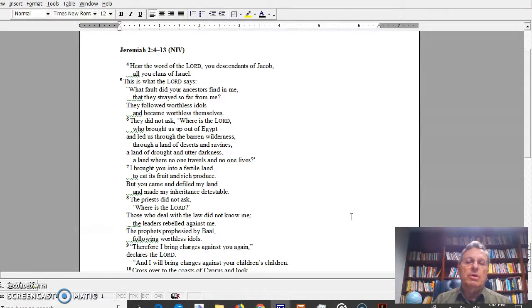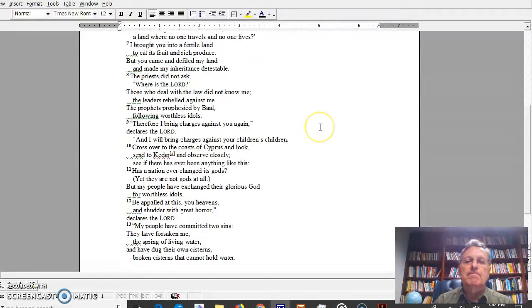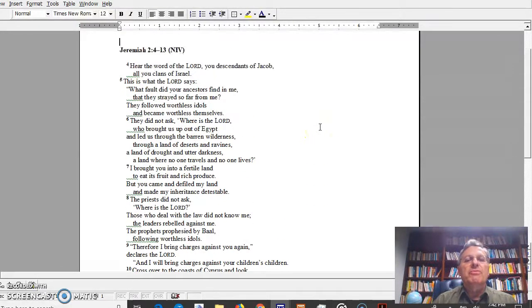Technically, the genre of this text is a covenant lawsuit. And the verb that occurs here, I will bring charges, is the verb riv. I will accuse you. I'll bring charges against you. And a riv is a lawsuit. This is a formal lawsuit where God is bringing a claim against Israel, saying you're guilty, and is giving the evidence for it. Now, there are two ways to divide up a text.